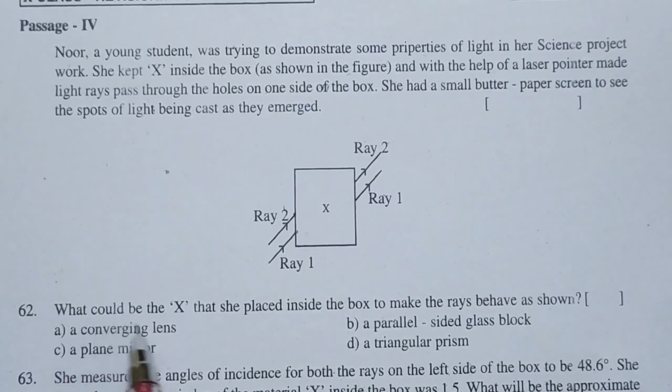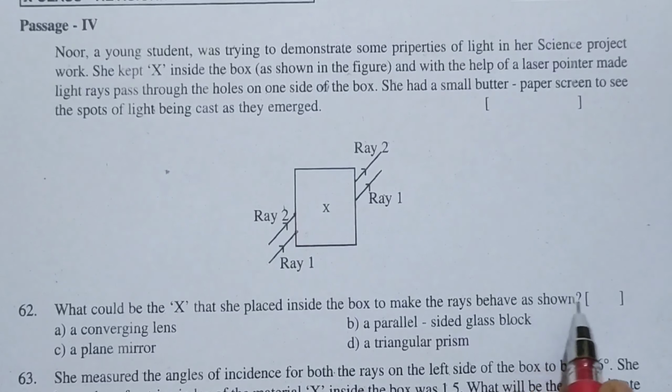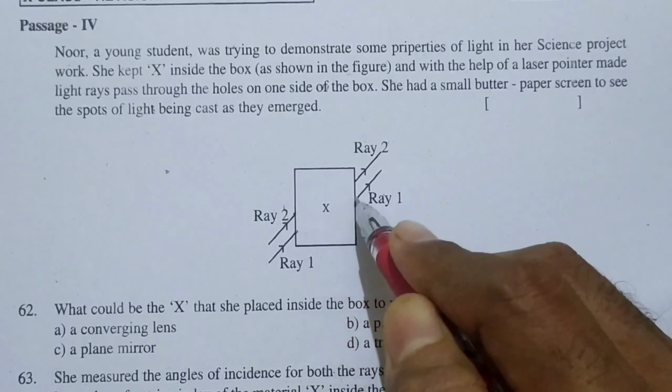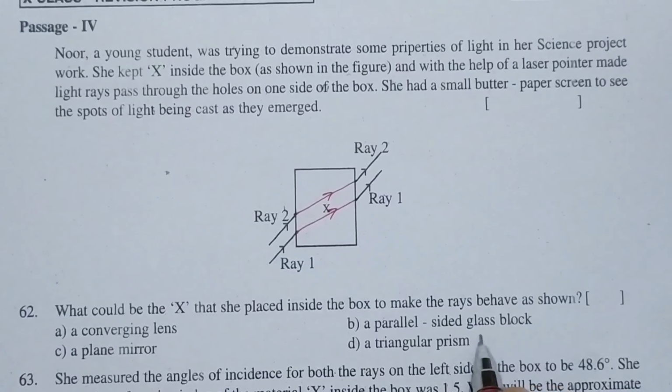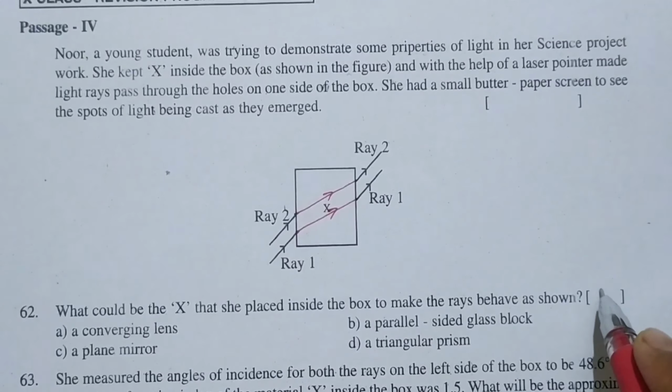Now the question is what could be the X that she placed inside the box to make the rays behave as shown. Here you observe, if you join ray 1 to ray 1, it is not straight, it is a kind of bending. Same bending is there for ray 2 also. This kind of refraction happens when we keep a glass block inside, a glass slab. From the options, a parallel sided glass block, nothing but a glass slab, is kept. So the object X can be a glass slab, which means option B is the right answer.